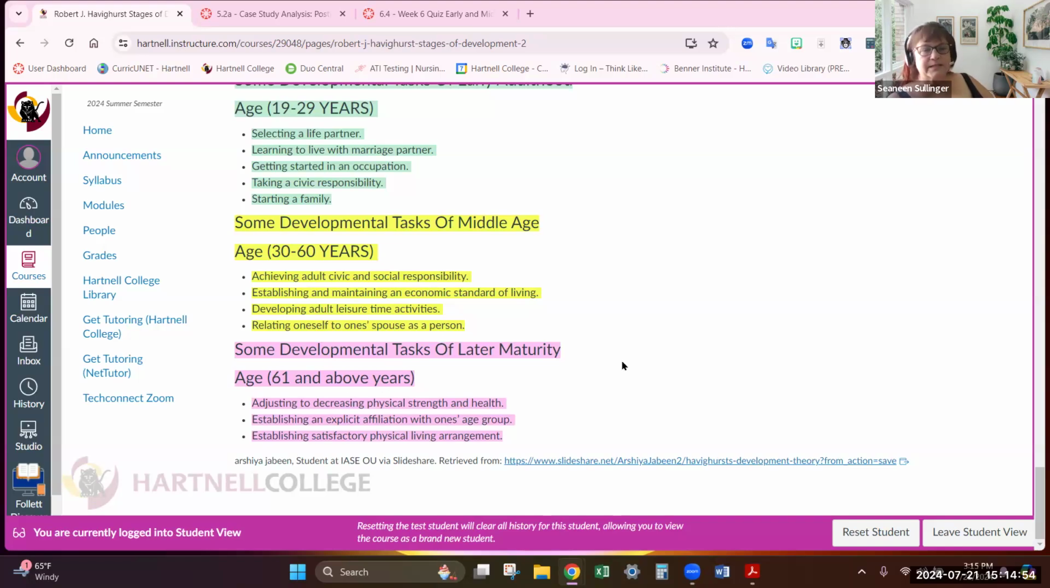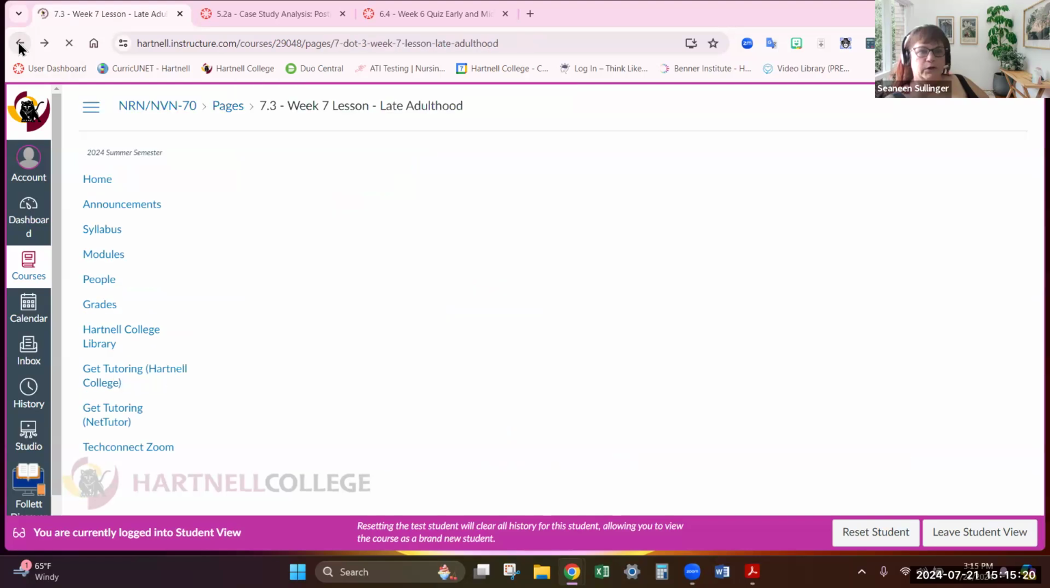Establishing explicit affiliation with one's age group. So bonding with people that are in your age group, in the 60s, you have things in common. Almost like teenagers again, your peer group becomes very important. And then establishing a satisfactory physical living arrangement, which is why we talked about the different living arrangements that the elderly may have available to them. So those are some of those developmental tasks according to Havighurst.